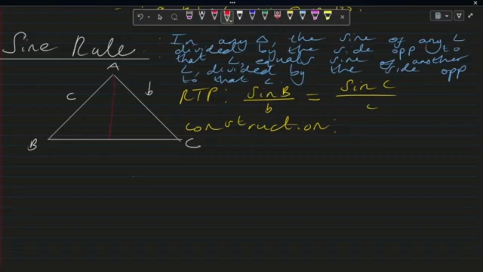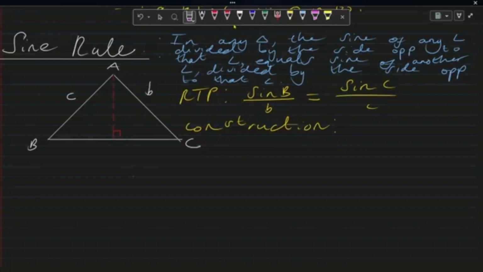And our construction is similar to the one that we performed for the area rule. So it will basically be a perpendicular height like this. This is not straight. Okay, let's try it again. A perpendicular height like that. Okay, that's better.